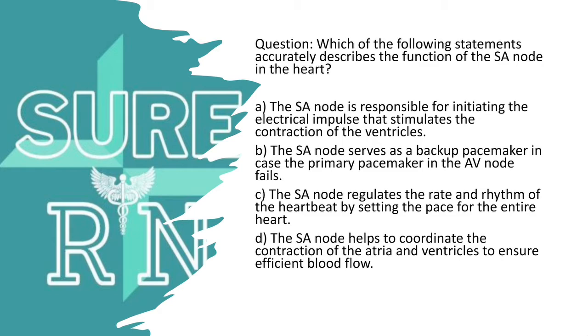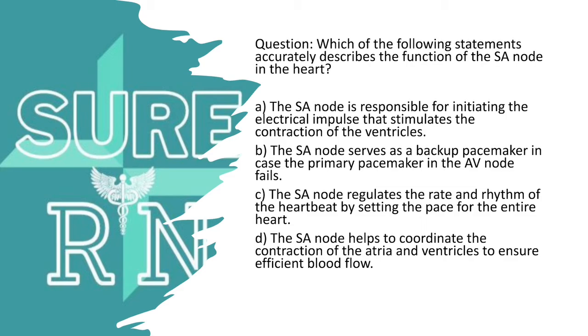Letter A, ang sabi dito, the SA node is responsible for initiating the electrical impulse that stimulates the contraction of the ventricles. That is wrong because it does not stimulate the contraction of the ventricles. It sets the pace of the heart. And once the impulse is on the SA node, it's your atrium that will contract first, not the ventricles. Letter B is wrong because it is not a backup pacemaker. SA node is the main pacemaker.